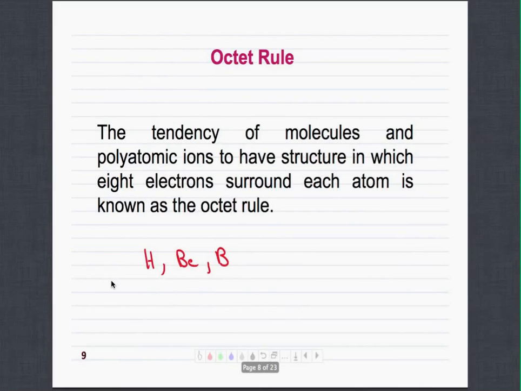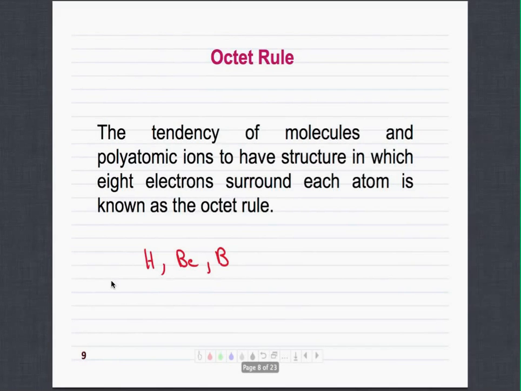Now, later on, we're going to see that some atoms will exceed the octet rule. They will have 10 electrons around them, or 12 electrons around them. We're going to learn that later on. But for the moment, most of the atoms in a molecule prefer to have 8 electrons, with the exception of hydrogen, boron, and beryllium.